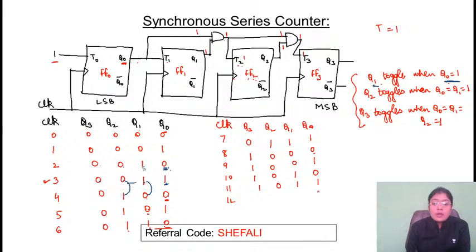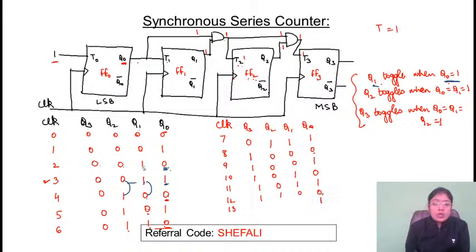For 12, value will toggle. For Q0, Q0 will toggle. The value is 1, so it will toggle. Both the values were 1, so it will toggle. All the three values are not 1, so it won't toggle. It remains the same.